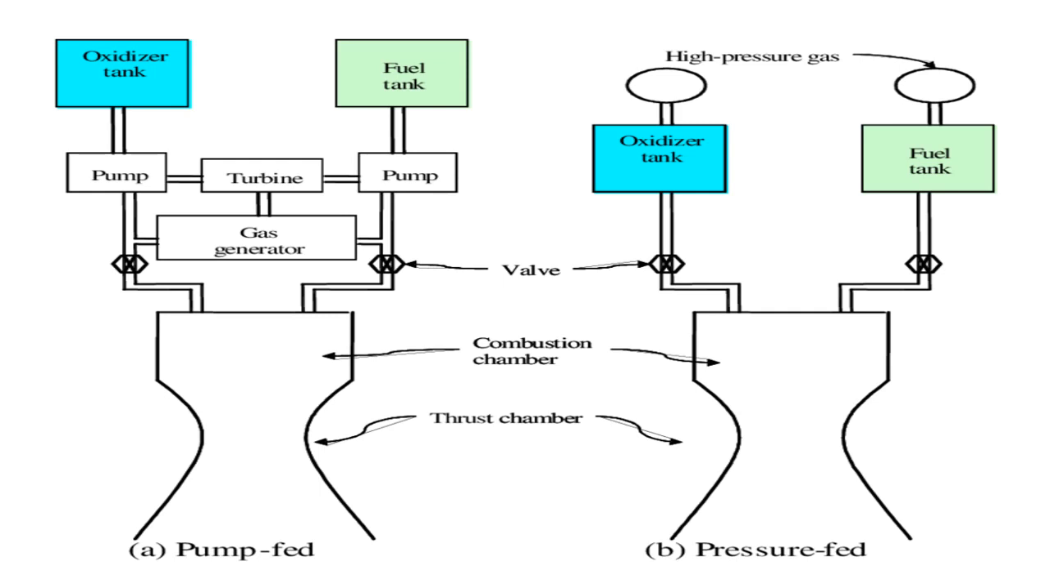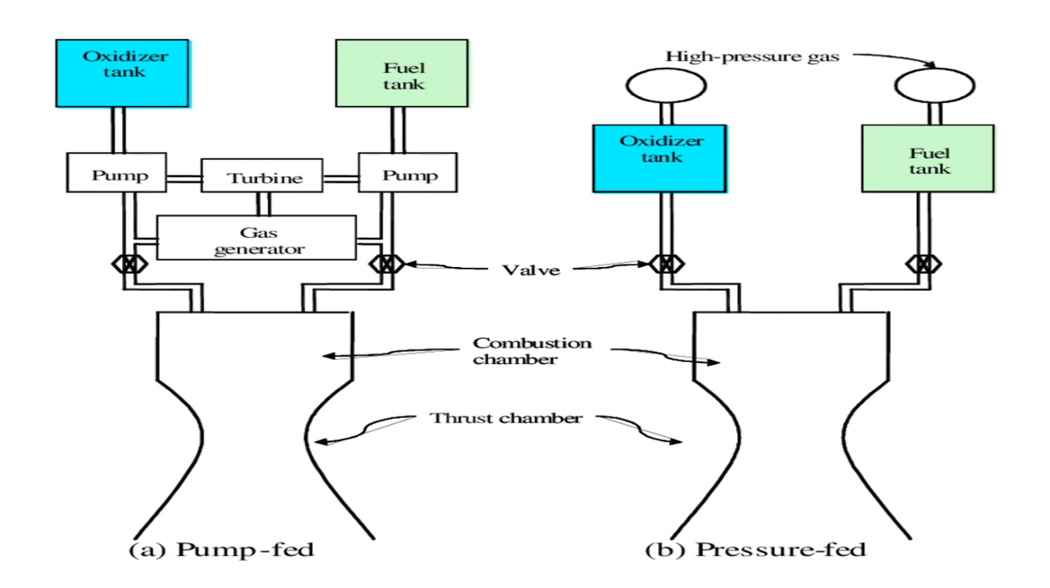So you see, in order to run the pumps, we need the turbine to work. In order to work the turbine, we need the gas generator to work. In order to work the gas generator, we need the pumps to work. So you see, it's a closed loop process. One cannot run without another. And that is why pump-fed systems are difficult to start.